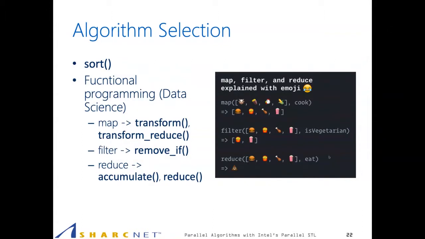For example, in purely functional programming languages like Haskell, the names are different, for example, fold. But in C++ and STL, these are the names of the algorithms. For map, it's transform or transform reduce, which do the map and reduce together. Filter is remove if, and for reduce, the non-parallel version is accumulate, but the parallel version in STL is reduce.